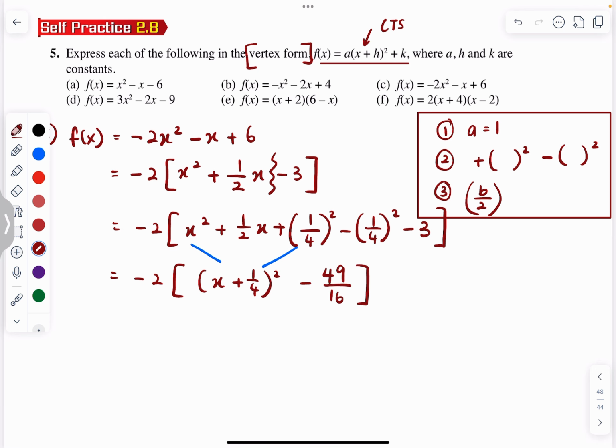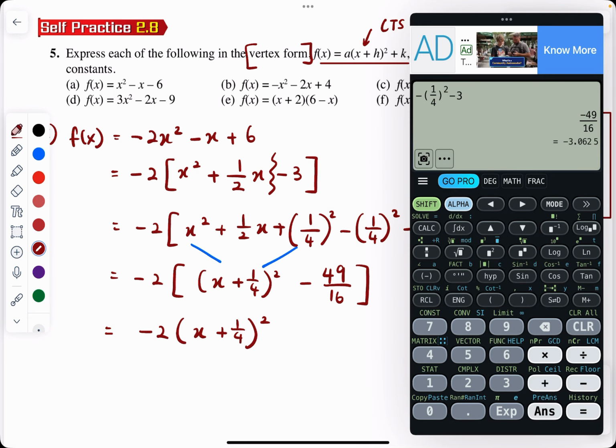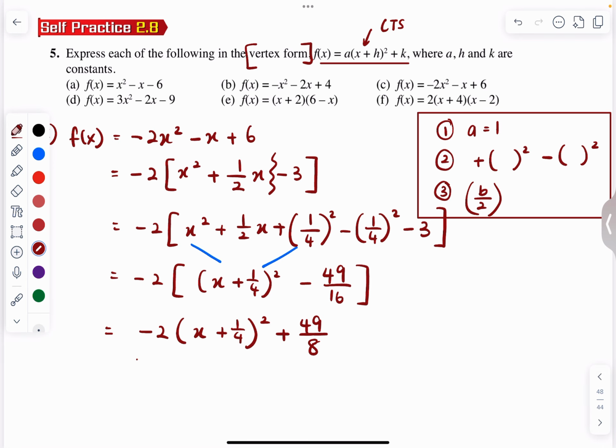Alright. And then the negative 2, we multiply into the two terms. So we'll get negative 2 x plus 1 over 4 square. And this answer times negative 2, 49 over 8. That's it. This is our vertex form. Done.